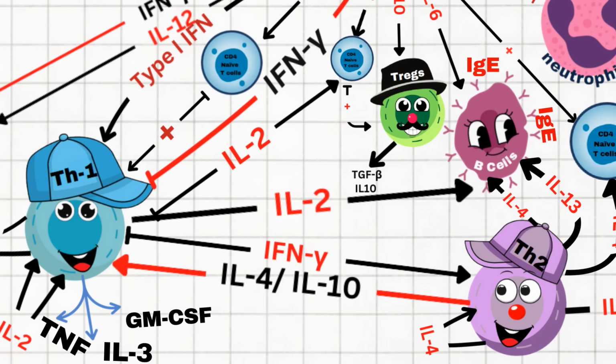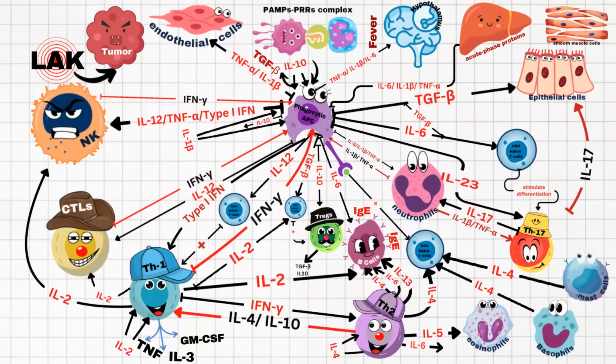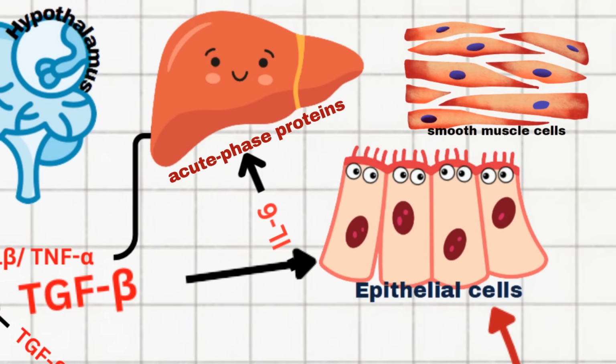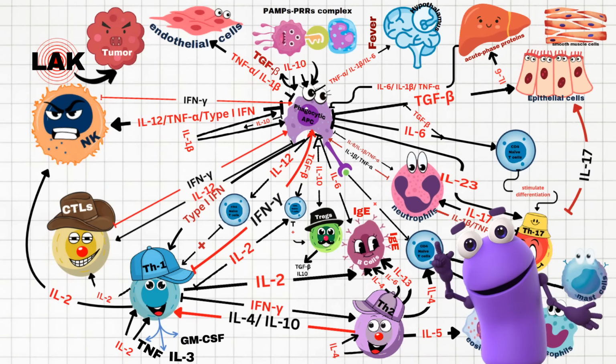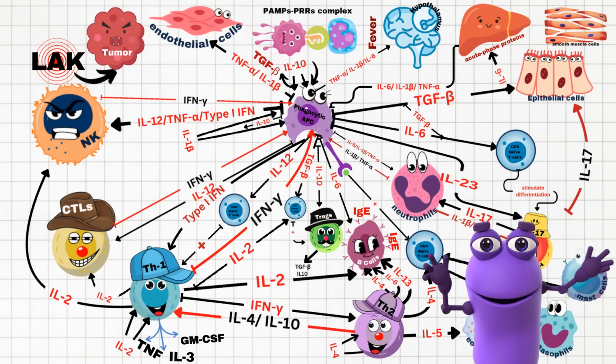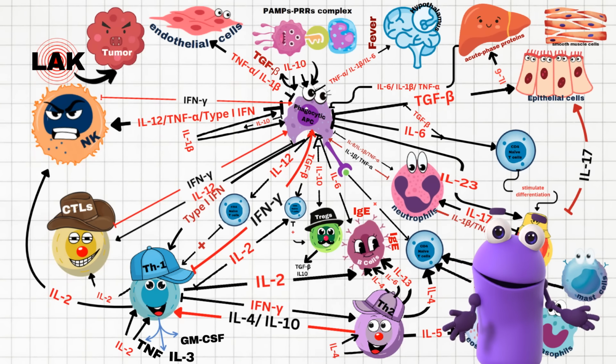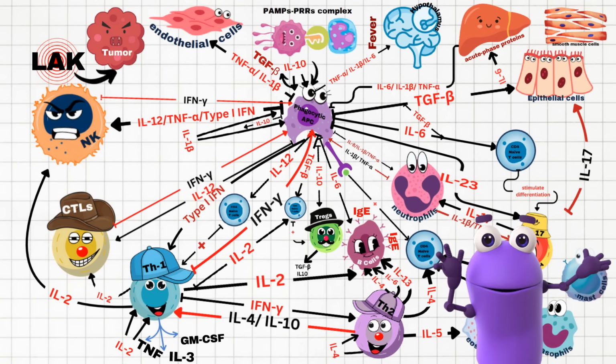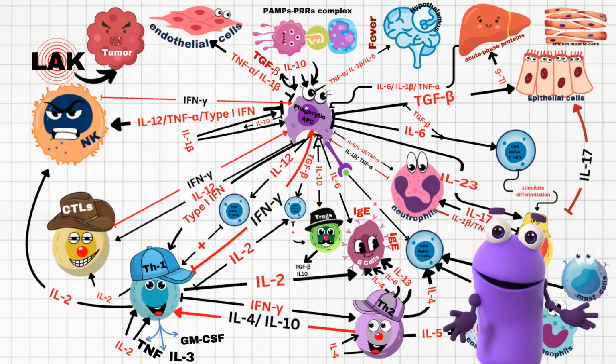Interleukin-6 targets B cells, promoting their differentiation into plasma cells, and hepatocytes, stimulating the production of acute phase proteins. Dr. Max, this is really interesting. It's amazing how our immune system coordinates such a detailed response to pathogens. But what's this MHC class 2 you mentioned? And is there an MHC class 1?